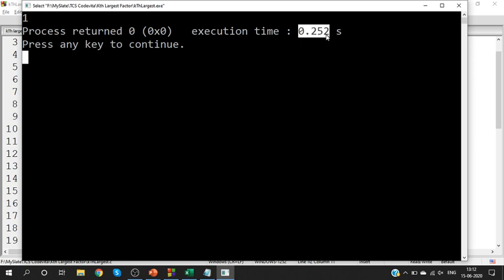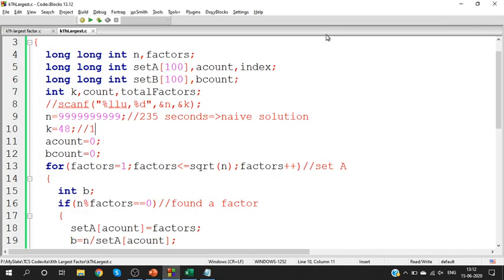0.252. Do you observe the time difference from 235 seconds? In this program, I need only 0.252 seconds, which means definitely the program will pass. I've given the maximum input possible. I've given the last factor only, not even the first factor. For the maximum input, the last factor is given, which means even for the worst case, it takes only 0.252 seconds. So your program is completely optimized.